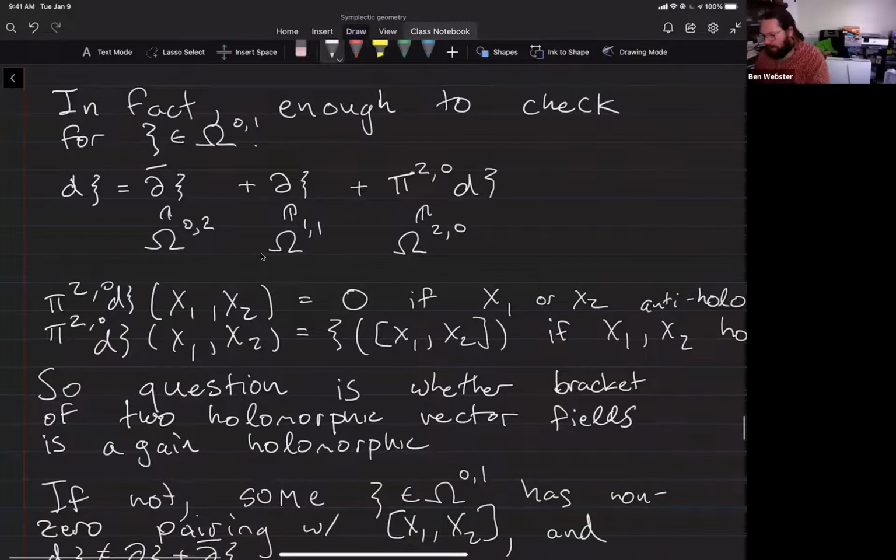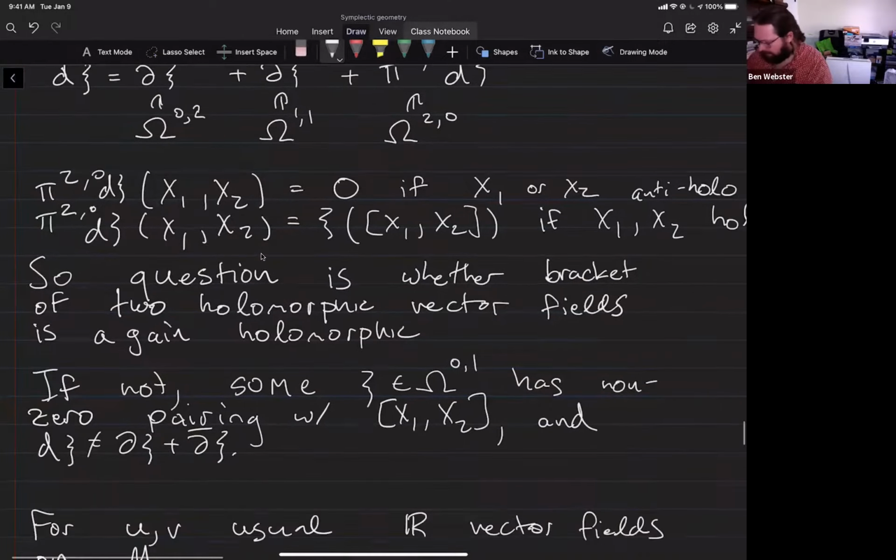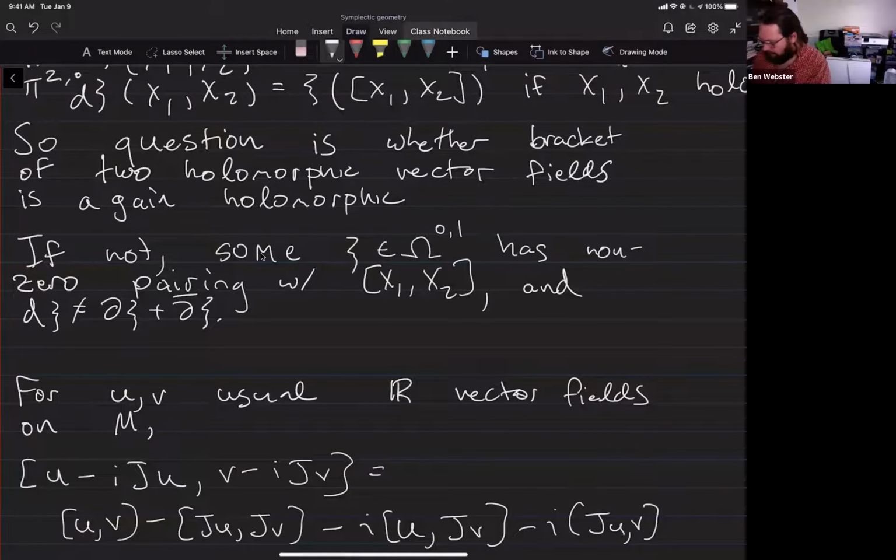So exactly where I could get something non-zero here is if I take the bracket of two holomorphic vector fields and I get something that's not holomorphic, that has a non-zero anti-holomorphic component, and thus is going to have non-zero evaluation against some 0-1 form. All right, and that's exactly what I say here. If you have two holomorphic vector fields and that Lie bracket isn't holomorphic, it's going to have non-zero pairing against some Xi, and I can find an example of Xi where the exterior derivative is not del plus del bar.